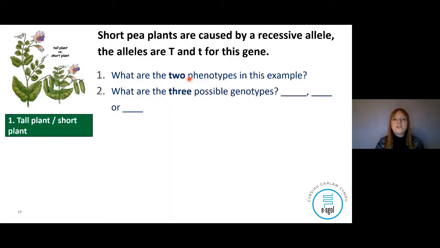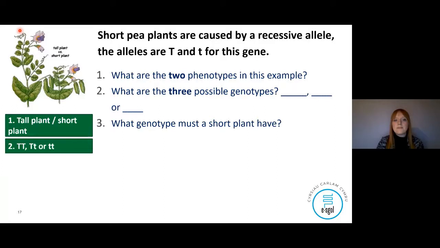Question 2. What are the 3 possible genotypes? So what are the possible genotypes of the tall plant? Remember, a genotype is a combination of 2 letters. What are the genotypes for the short plant? What are the 3 possible genotypes in this example? So using the letter T, 3, 2, 1. So you can have capital T, capital T, capital T, lowercase t, or lowercase t, lowercase t. Those are the 3 possible genotypes that could be available.